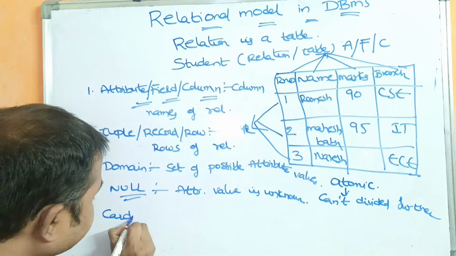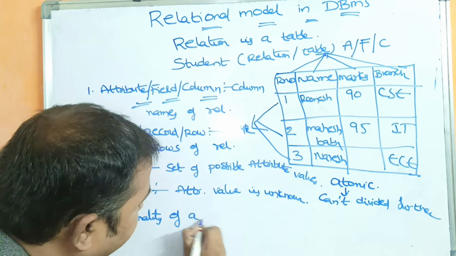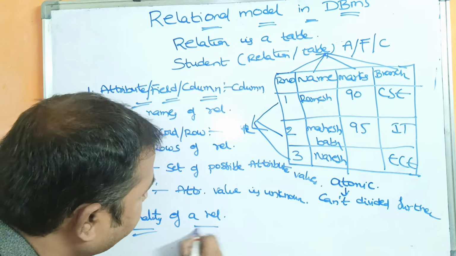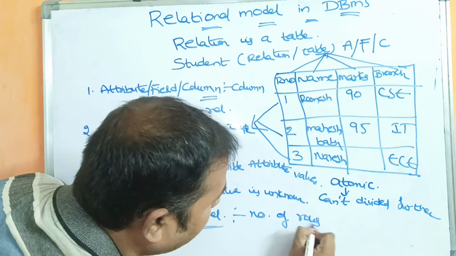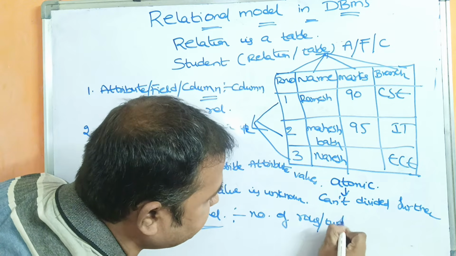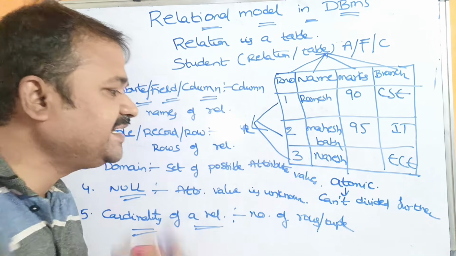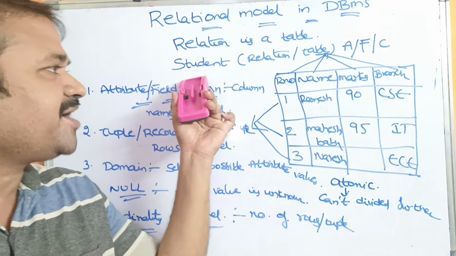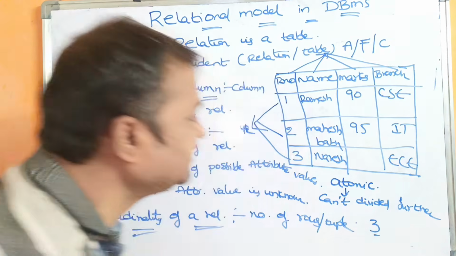The next terminology is cardinality of a relation. So what is cardinality of a relation? Cardinality means the number of rows or tuples present in the relation. How many tuples are there here? 1, 2, 3, 3 tuples. So the cardinality of the student relation is 3.